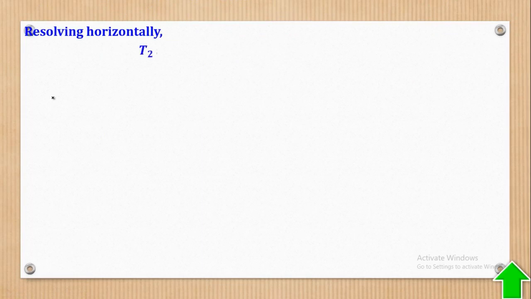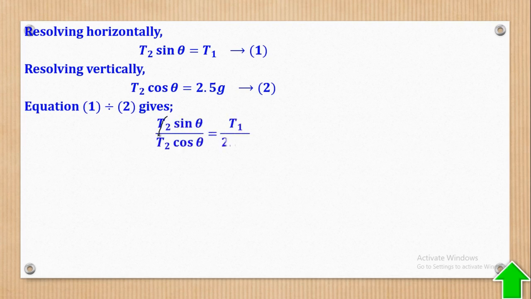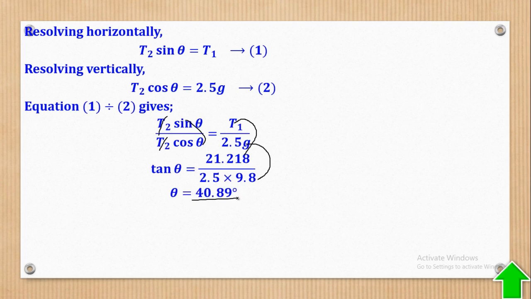So we are going to resolve horizontally. When I resolve horizontally, I'll come up with T2 sine theta being equal to T1. And when I resolve vertically, I'll come up with T2 cos theta equal to 25G. So next is to divide equation 1 by equation 2 to come up with that. So this T2 cancels. This gives you tan theta, which is that. And this is T1. We already got T1 in the previous slides. So we substitute for T1. I also take G as 9.8, therefore theta is the only unknown, and it is equal to 40.8 degrees.